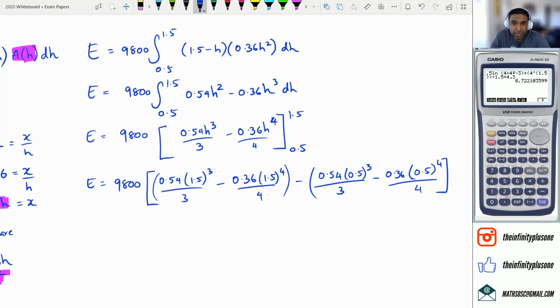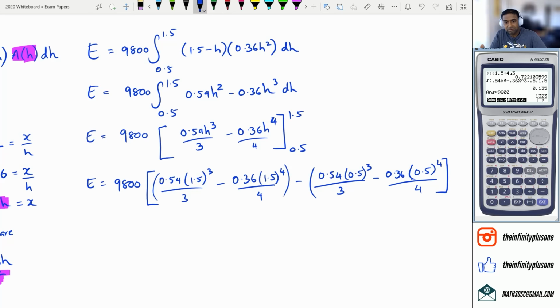So I want to know if this is right or wrong. Again, I've got the calculator, so I'm just going to quickly check what my answer is. So go into integral: 0.54x squared minus 0.36x to the power of 3, and that's between 0.5 and 1.5, which gives me 0.135. But remember, I've got to multiply that by 9,800. So my answer that I'm supposed to get is 1,323.